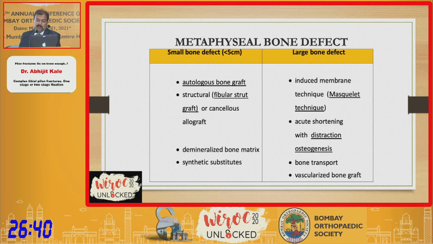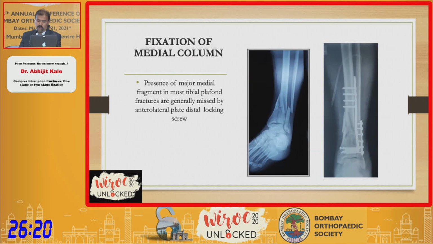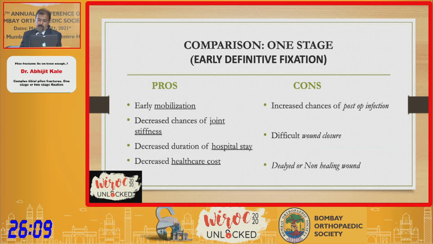What if there is a metaphyseal defect? The size of the defect will decide how to manage it. With a defect of less than 5 centimeters, one can go in for an autologous bone graft or a structural fibula graft or use any bone graft substitutes. However, if it's a large defect, one can go in for a Masquelet technique or use distraction osteogenesis or a vascular graft. At times, if your decision is not right, this is what happens here. Probably a medial plate would have been a better option and would have covered the medial column.